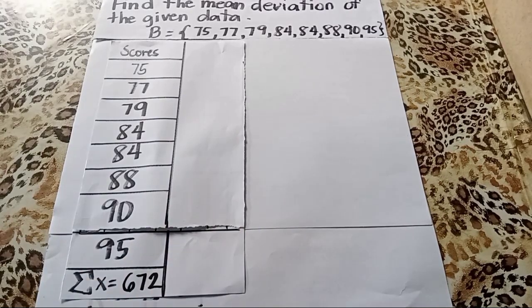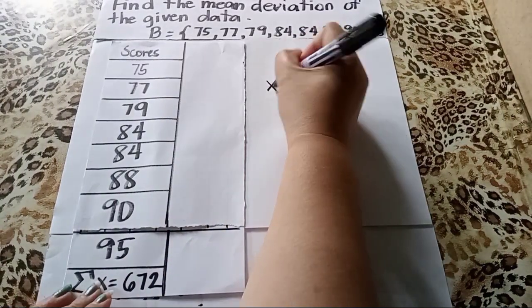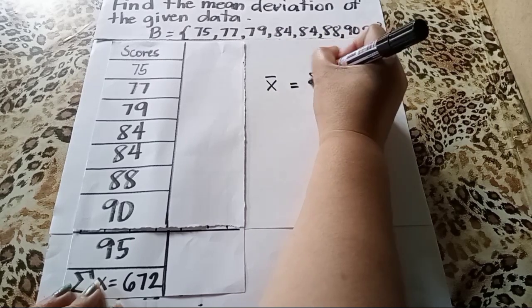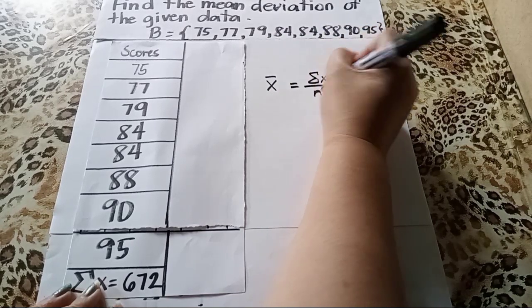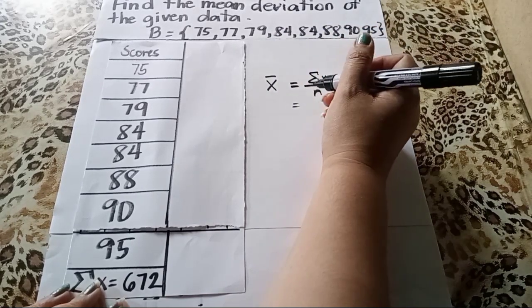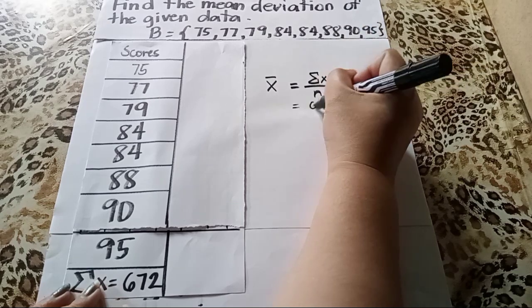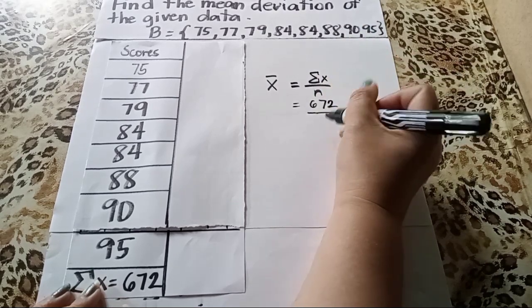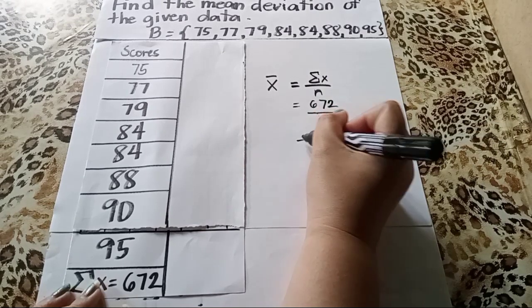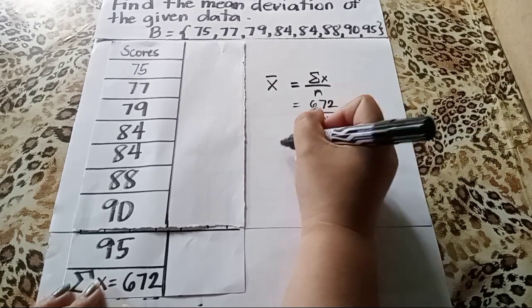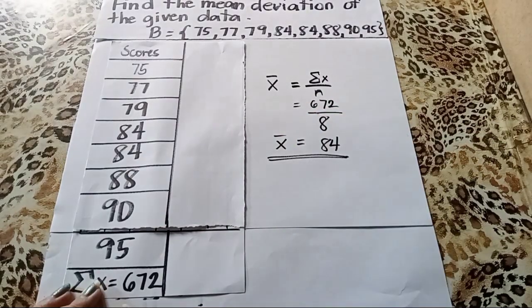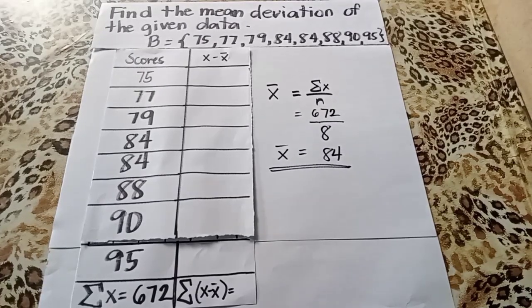After that, you need to find the mean. Use the formula: the mean is equal to the summation of x all over n, or the sample size, or the number of observations. So we have 672 divided by 8, and we have 84 as our mean. So this will be our mean. Okay, class, after you solve for the mean, let's have step 3, find the deviation.